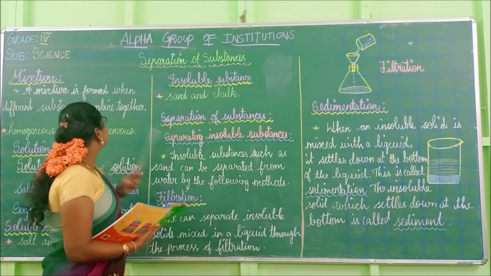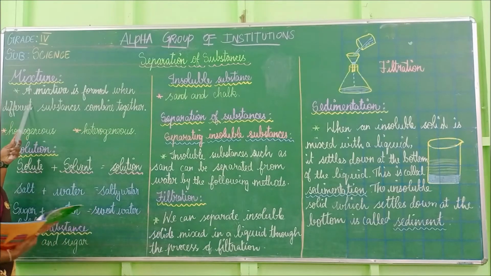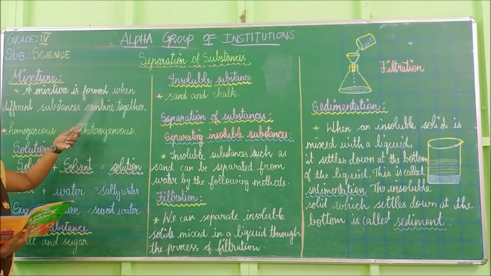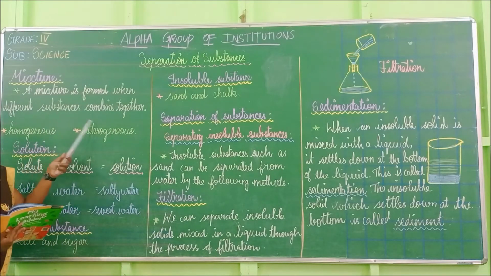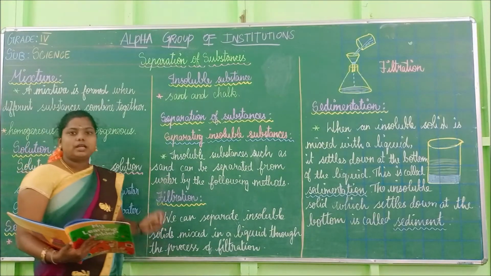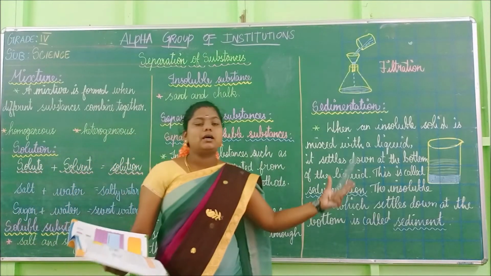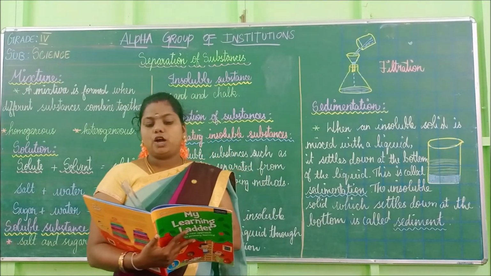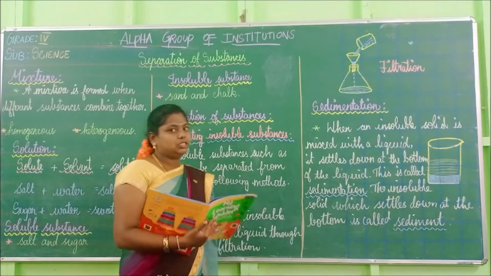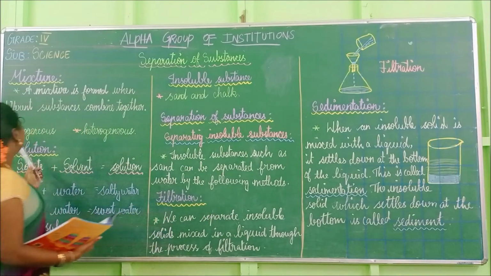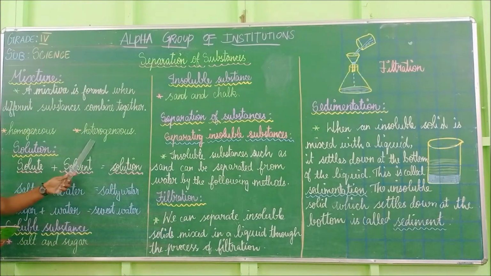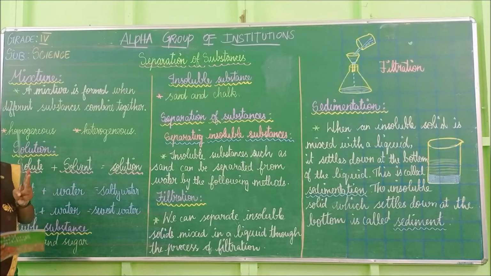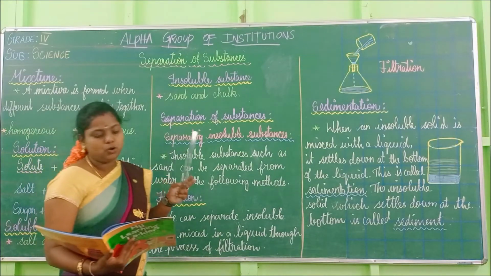The first one, mixture. A mixture is formed when different substances combine together. Nothing but different substances combined together is called a mixture. There are two types of mixtures. What are they, children? Homogeneous and heterogeneous.